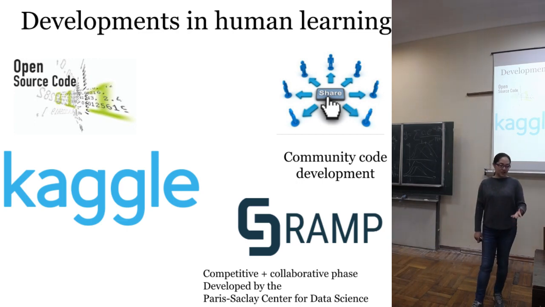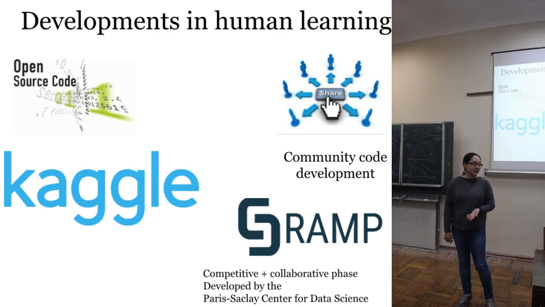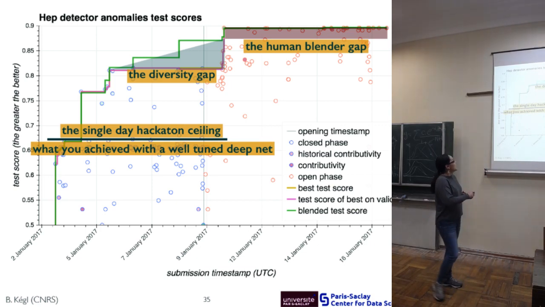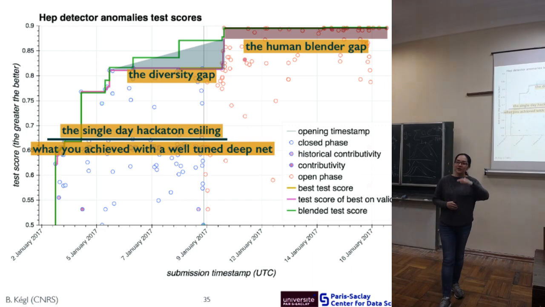Another option, which also has a collaborative phase, is RAMP, which is developed by the Paris Center for Data Science. The difference of RAMP is that it includes a collaborative phase beyond the normal data challenge. So here is time, and here is the score, so you want this to be 1. This graph shows how the score of the people participating in the data challenge evolves with time.